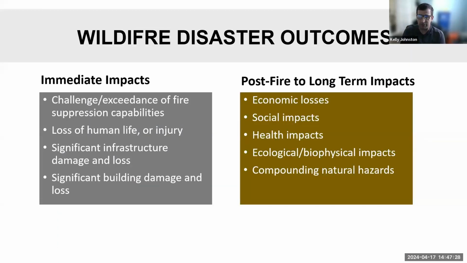So you may say, well, it is sad that we lose homes, we lose structures to fire, but how does that impact the community? It's actually much larger than that. We do see these immediate impacts. As I said, we have the challenge of this exceedance of fire suppression capabilities. Unfortunately, we also see the loss of human life or injury. And of course, we see significant infrastructure damage and loss, as well as significant building damage and loss. But the spin-offs and probably the larger impacts from that are the larger economic losses of tax base, for instance, the cost of rebuilding, the social impacts that occur.